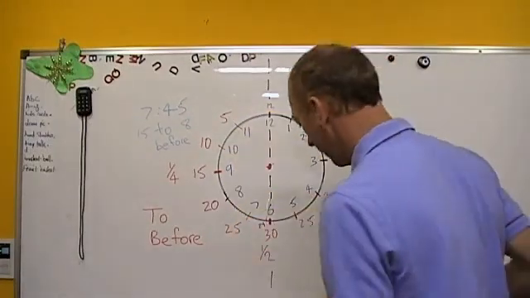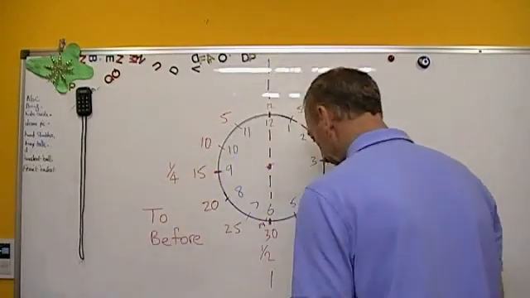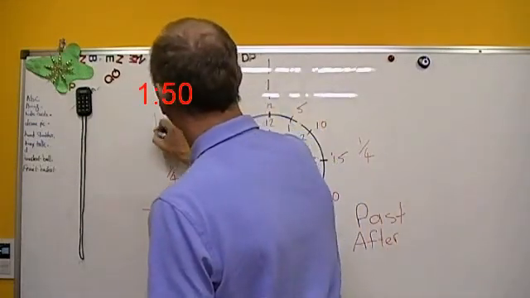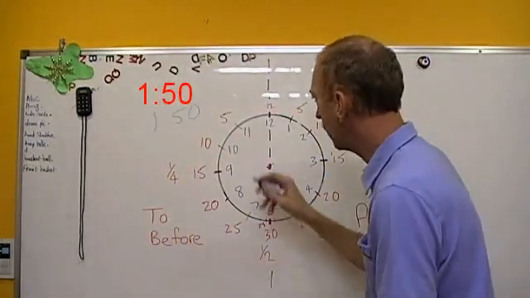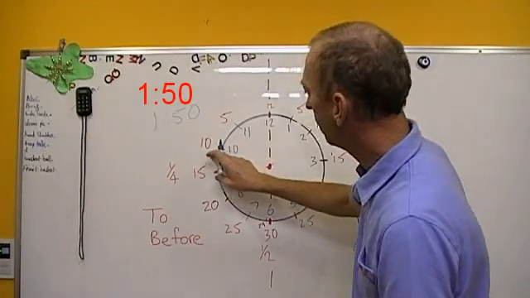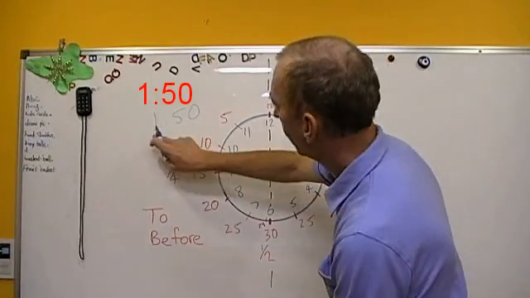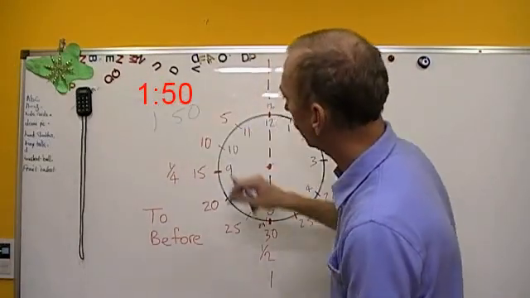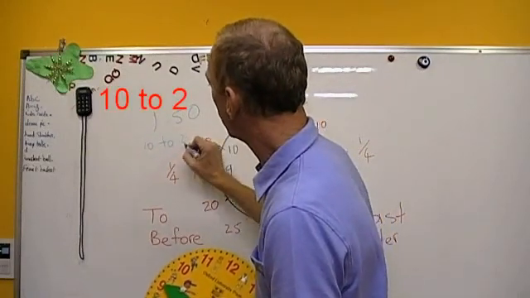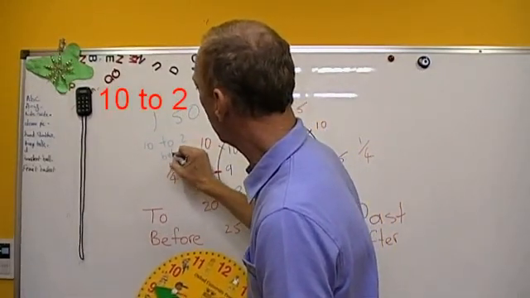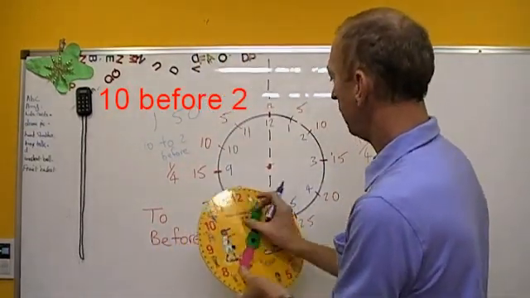Okay? Now let's have a look at another time. 1:50. Okay, with this method we go to our 50, which we know is here. And what's this time? 10 to, what's the next hour after 1? 2. So it is 10 to 2. 10 before 2. Okay, 1:50, we could go to there.